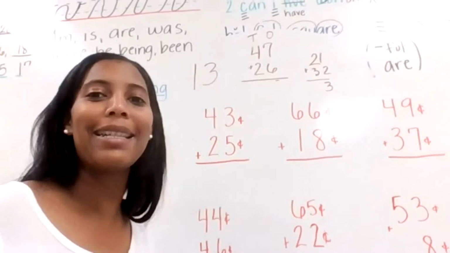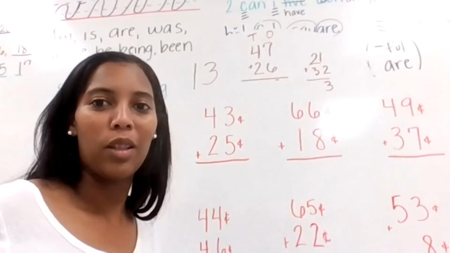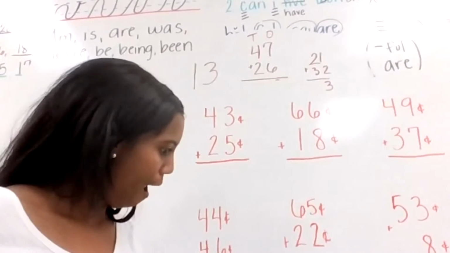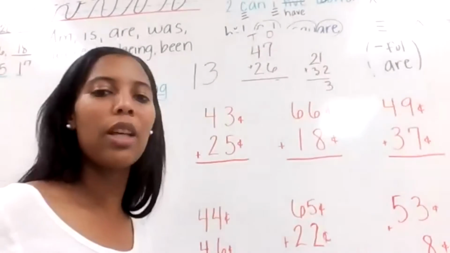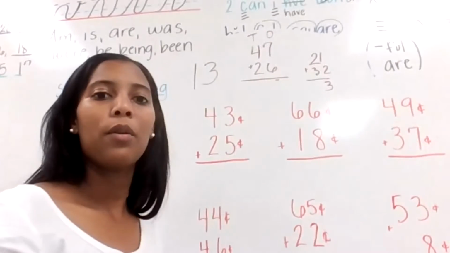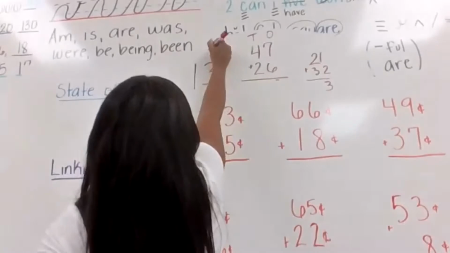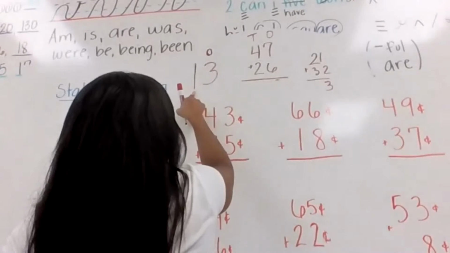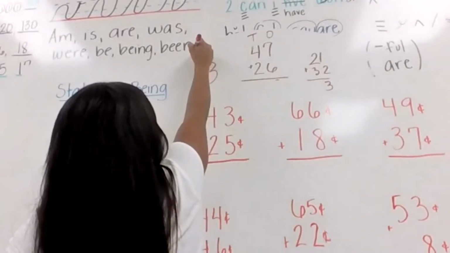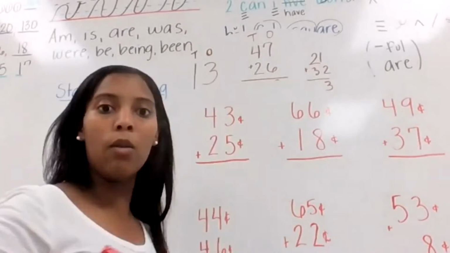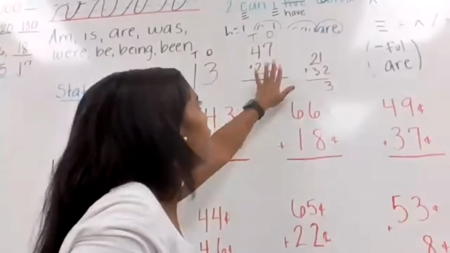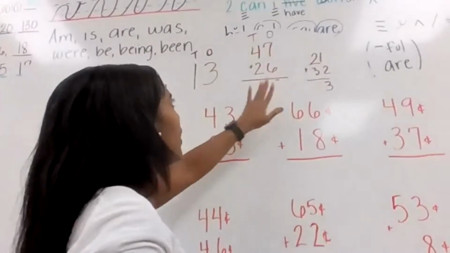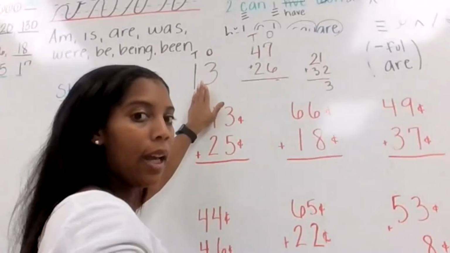Which number is in the ones place? Oh, I know. Anybody? Oh, this is easy. Yeah, you can just tell me right now. 1, 3. 3 is in the ones place. And which place is the 1 in? The tens place. The 1 is in the what place? Tens. Thank you.